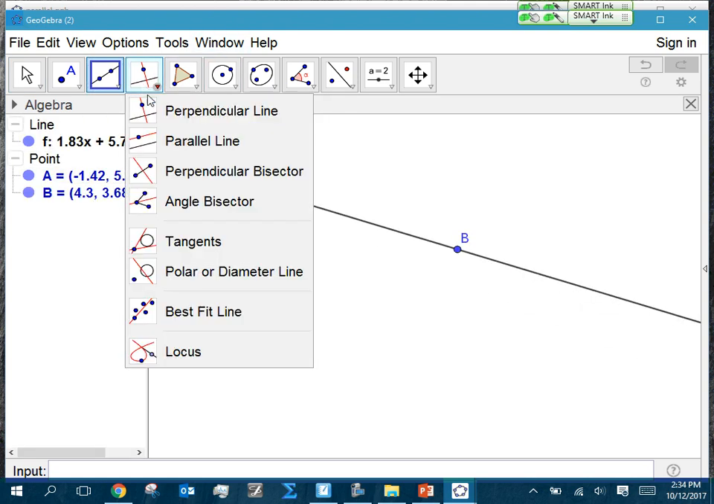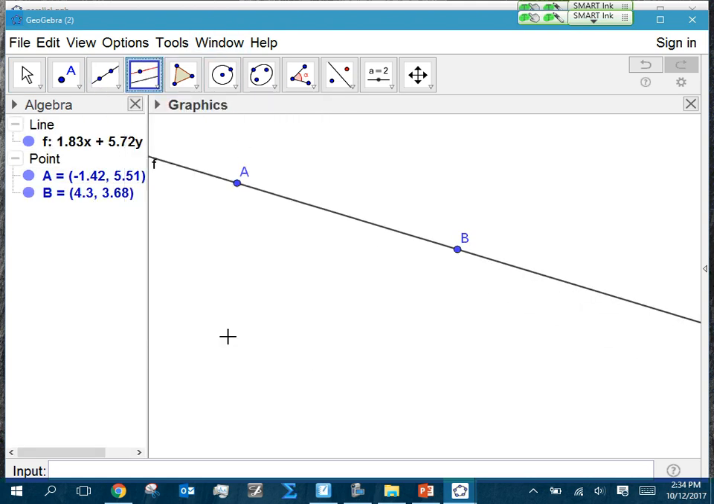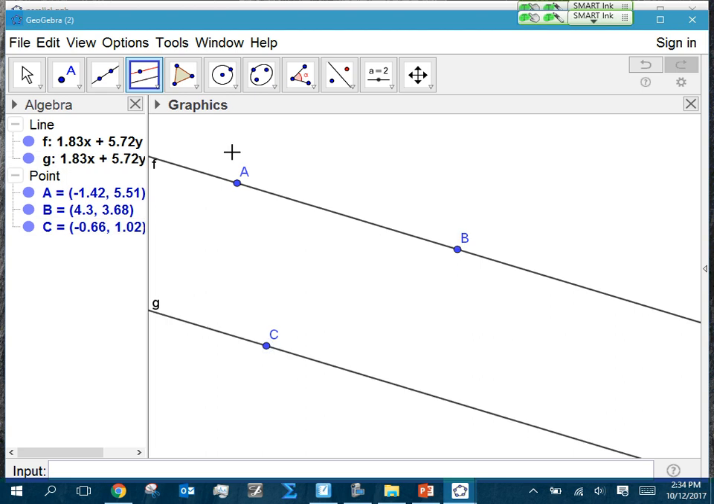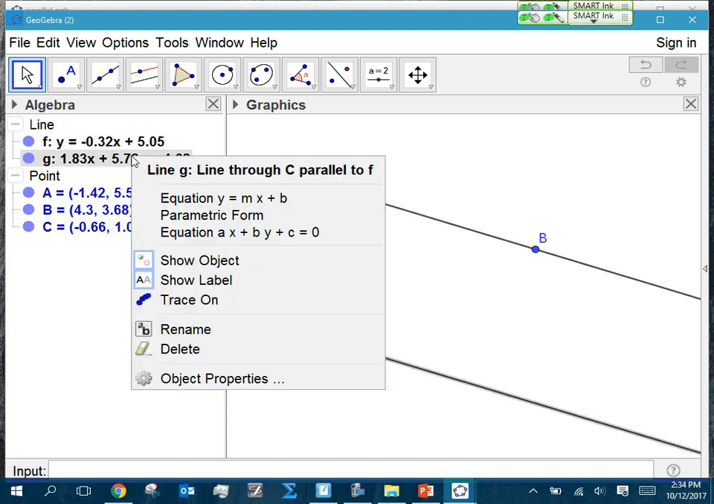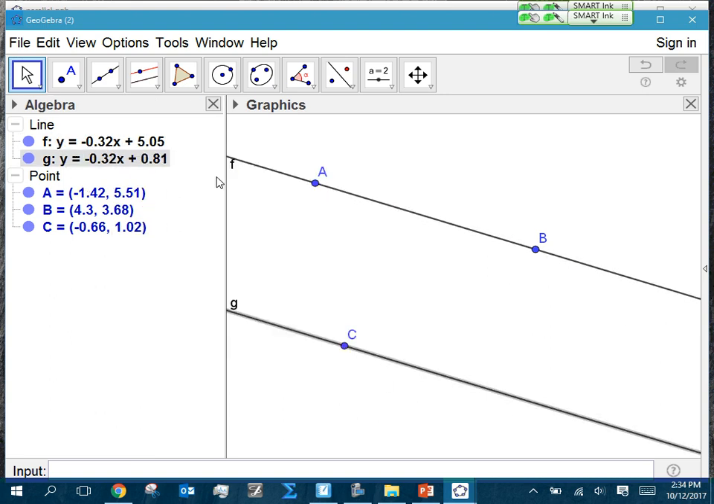If I have that line there, what GeoGebra does is create a tool that will force things to be parallel. So I can take those two lines. Notice over here, I'm actually going to change this into y equals mx plus b form. What did you learn last year about two lines that were parallel?